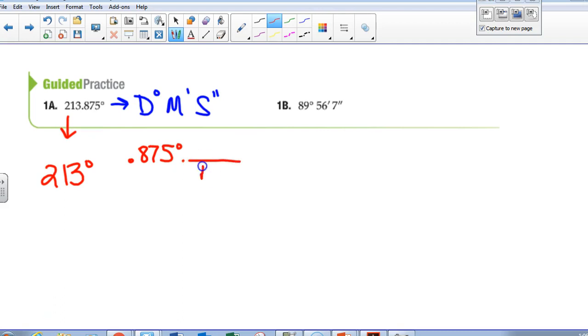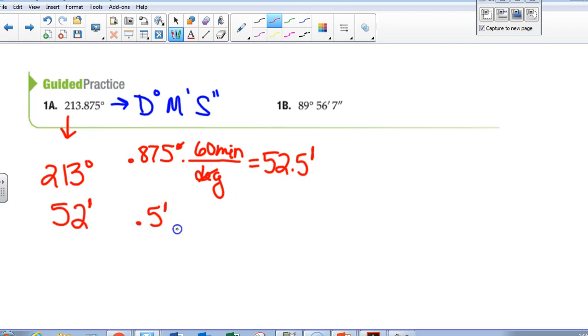Every one of those degrees is how many minutes? 60 minutes. So if I multiply 0.875 times 60, what do I get? Need a calculator. 0.875 times 60, 52.5. Now what's the label on that? Minutes. When we did our dimensional analysis, we got rid of the degrees. We're down to minutes. Okay? How many whole minutes is that? 52 minutes. And what part?